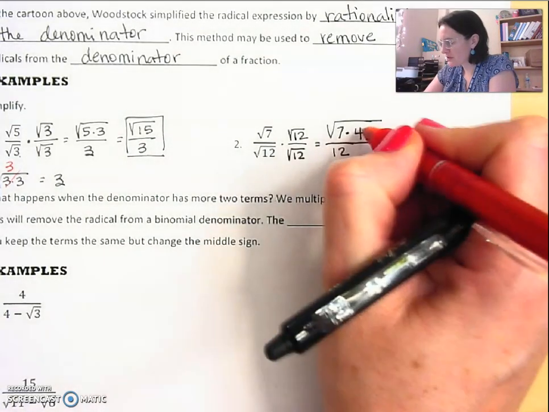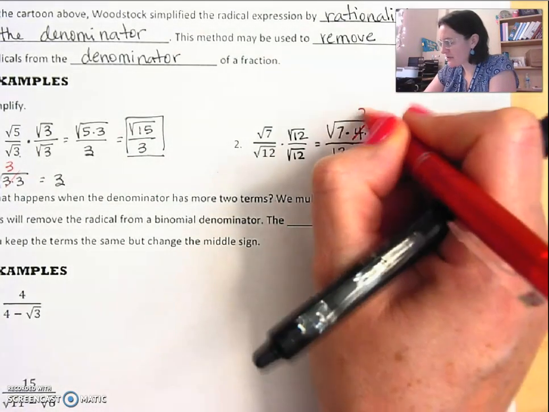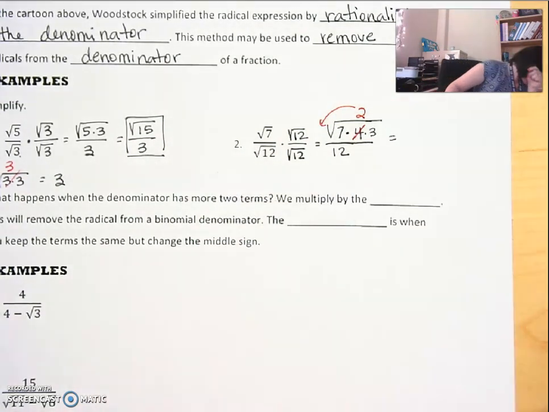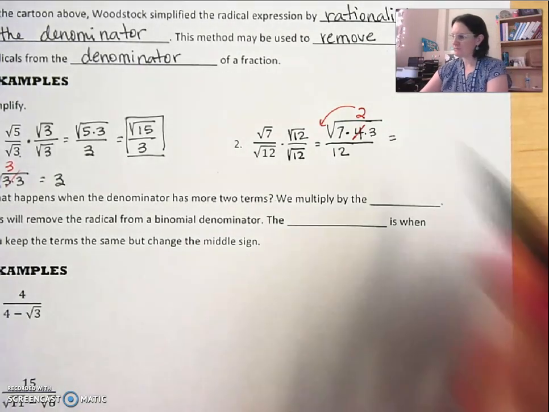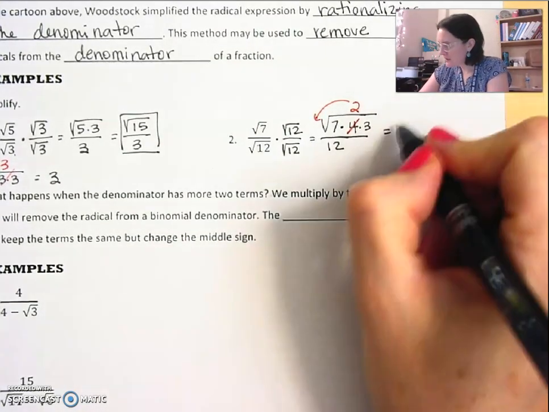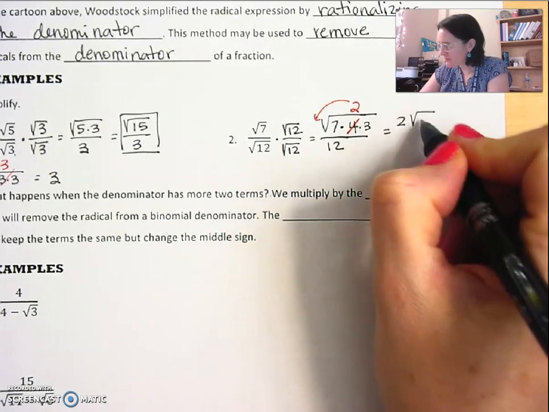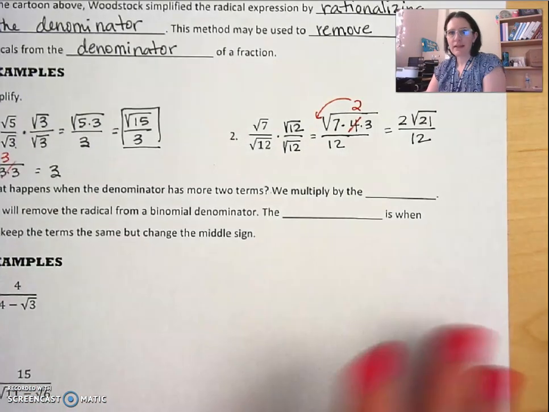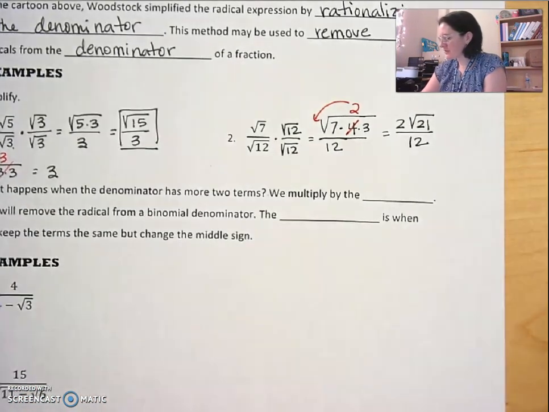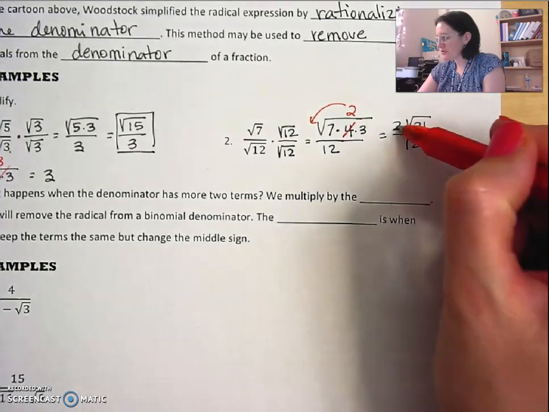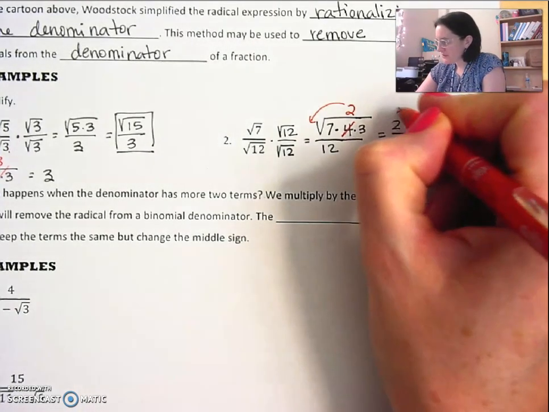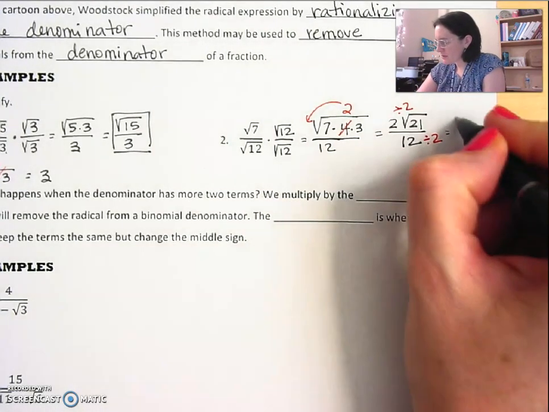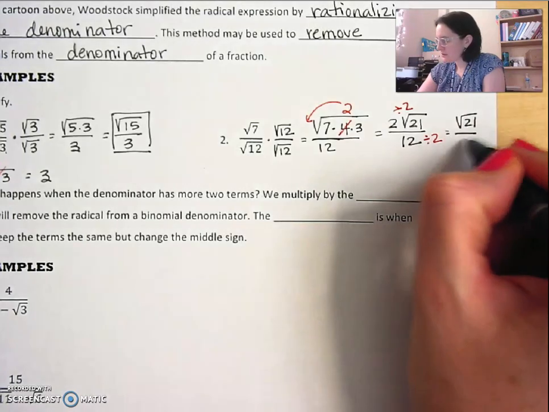And the 4 is a perfect square, so if I take the square root of that, I get 2. I bring it out front. And that is going to give me 2 square root of 21 over 12. And then the last thing we have to do for this answer is simplify the 2 over 12. So I can divide 2 out of both of those. And that gives me square root of 21 over 6.